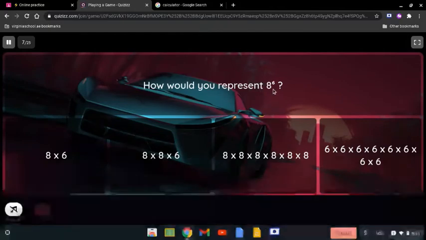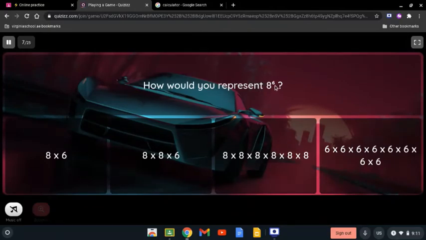How would you represent 8 to the power of 6? Again, we have to multiply 8 by itself 6 times. So 8 times 8 times 8 times 8 times 8 times 8. So we multiplied 8 by itself 6 times, 1, 2, 3, 4, 5, 6. So the correct answer is the third one.